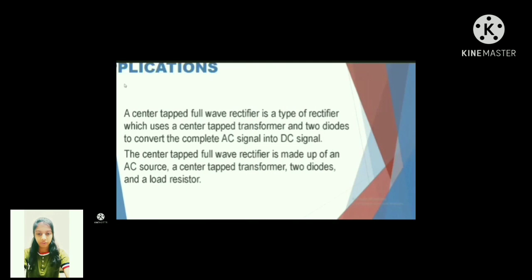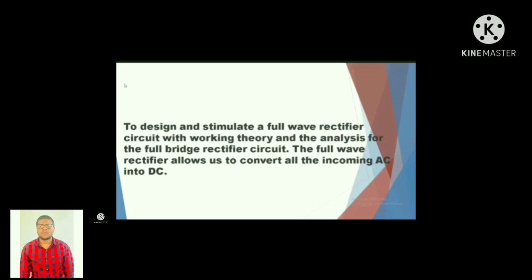Applications. A center tap full wave rectifier is a type of rectifier which uses a center tap transformer and two diodes to convert the complete AC signal into a DC signal. The center tap full wave rectifier is made up of an AC source, a center tap transformer, two diodes, and a load resistor. It is used to design and simulate a full wave rectifier circuit with working theory and analysis of the full bridge rectifier circuit. The full wave rectifier allows us to convert all the incoming AC into DC.